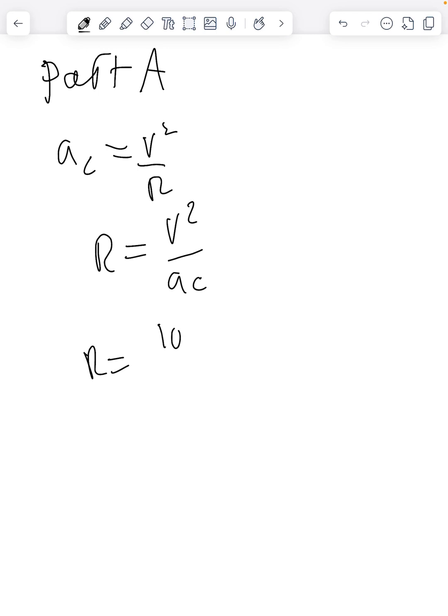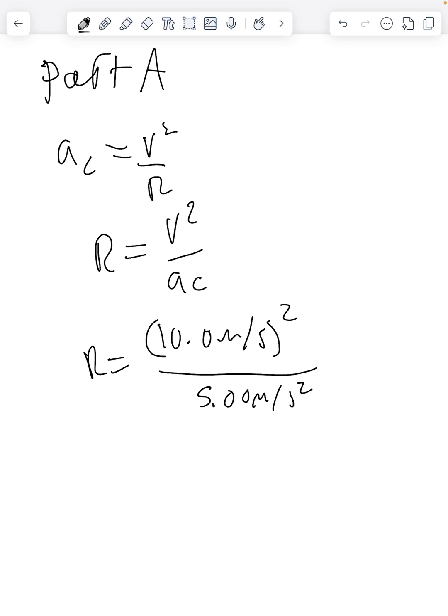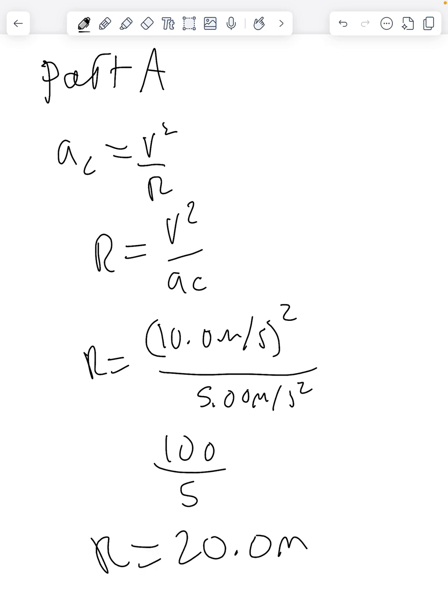With this, we know that the acceleration is given, so we're just going to write out this equation here. We're going to switch the variables around so we can find the radius. Then we substitute what we've been given, which would be 10 meters per second squared over 5 meters per second squared. This works out to about 100 over 5, making your radius 20.0 meters. That's for part A. Everything that we need is given already.